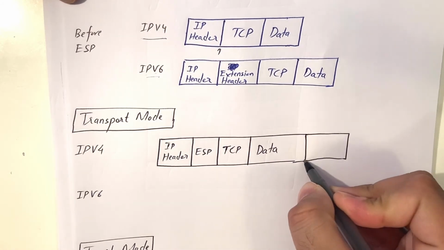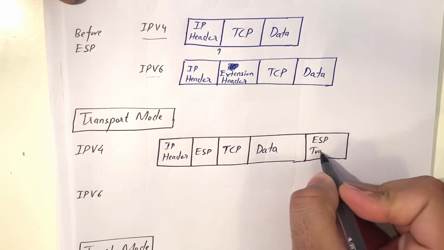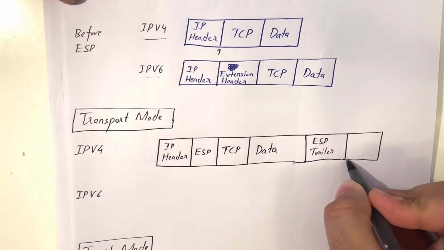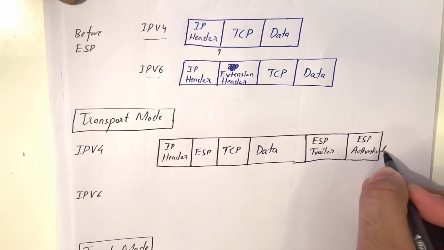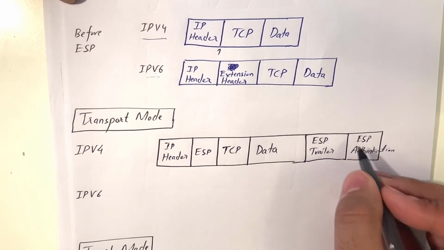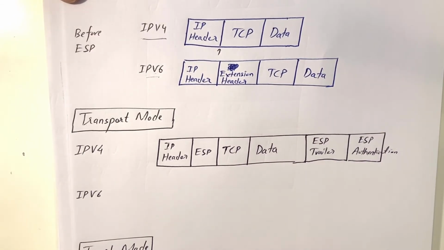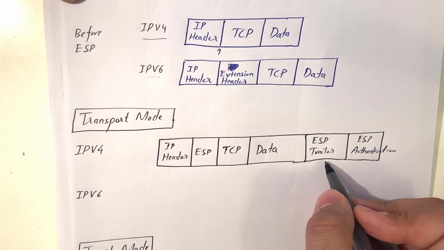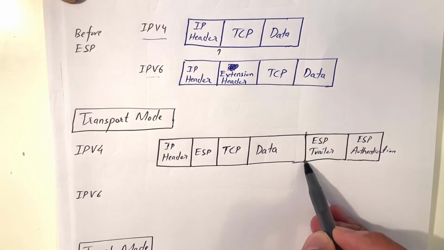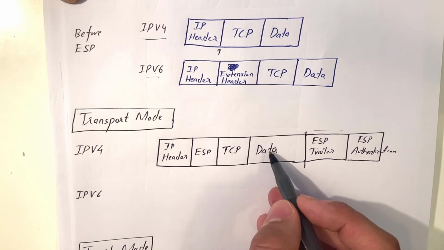Now, after that, there will be two more things. I'll explain why we add those two things: the ESP trailer and the ESP authentication. The ESP authentication is optional. If you use ESP with authentication, then this will be here, otherwise not. The ESP trailer tells us that this is the end of the data, and it differentiates between the data and the ESP.